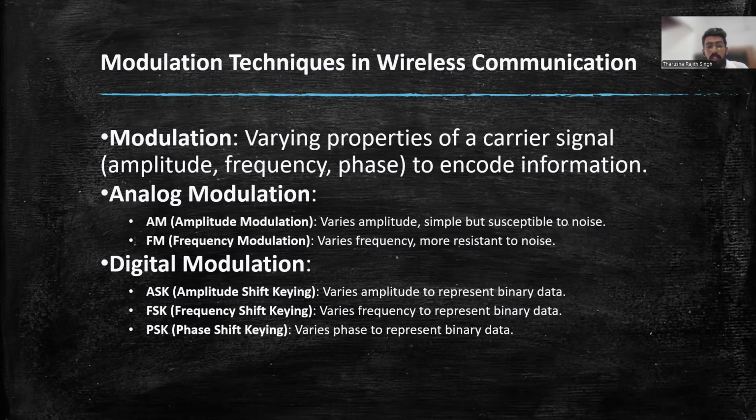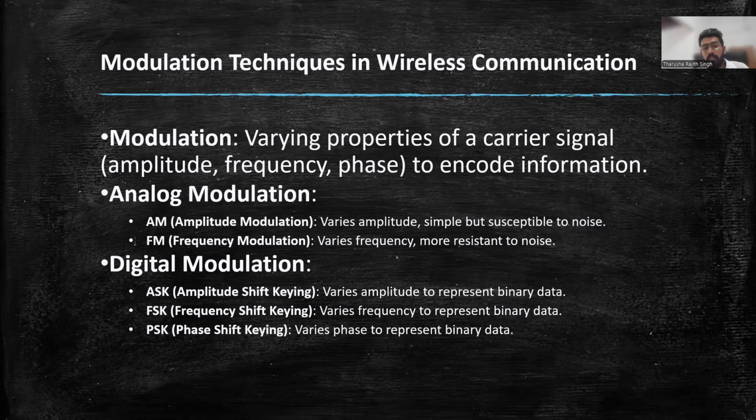The next one is digital modulation. It can be divided into three parts, which are amplitude shift keying, frequency shift keying, and phase shift keying. ASK, amplitude shift keying, varies the amplitude of the carrier signal to represent binary data. Different amplitude levels correspond to different binary values. ASK is simple but less robust against noise.